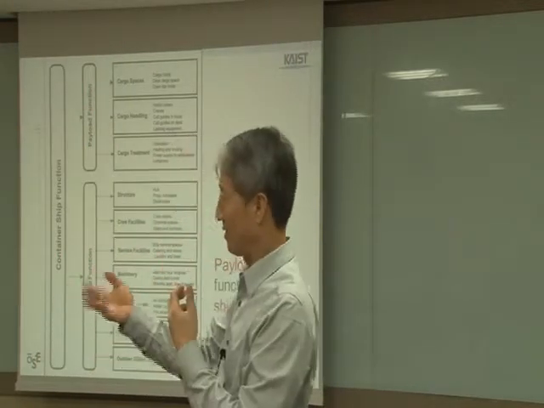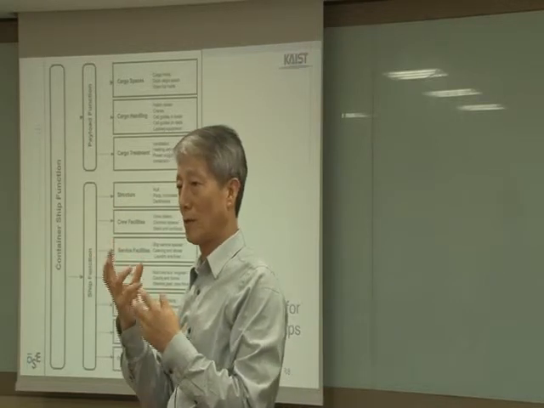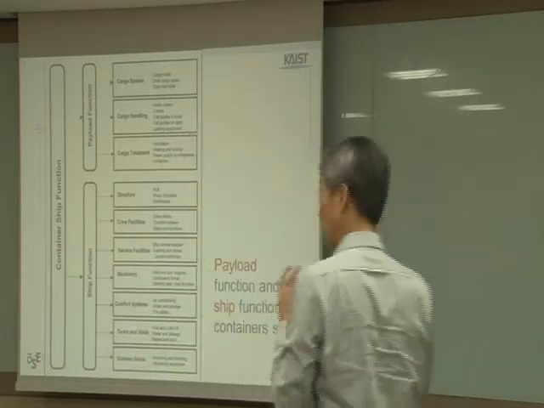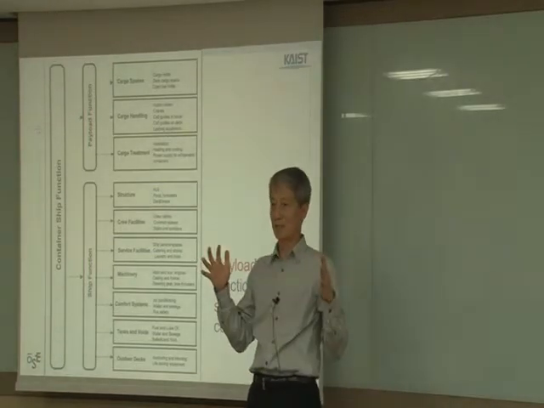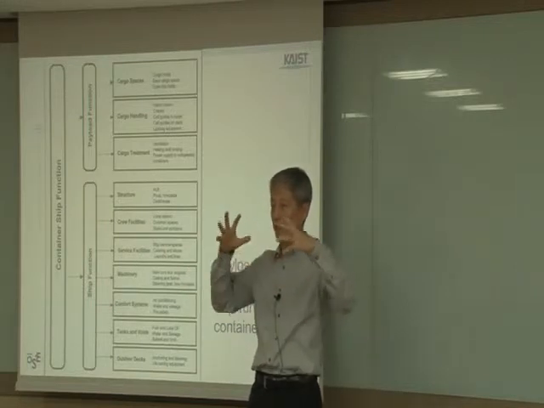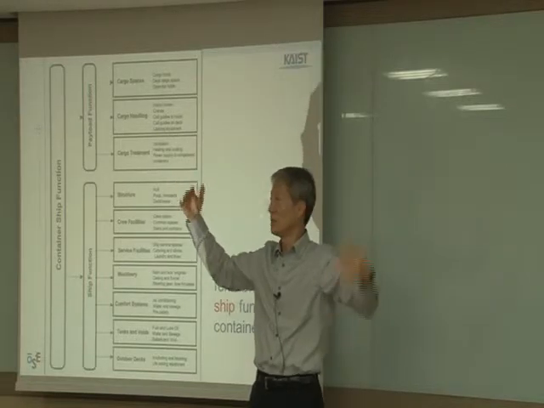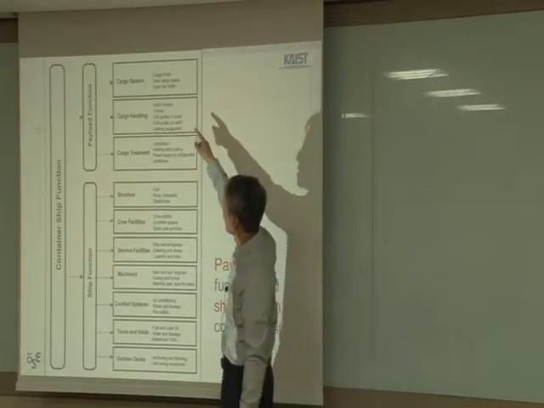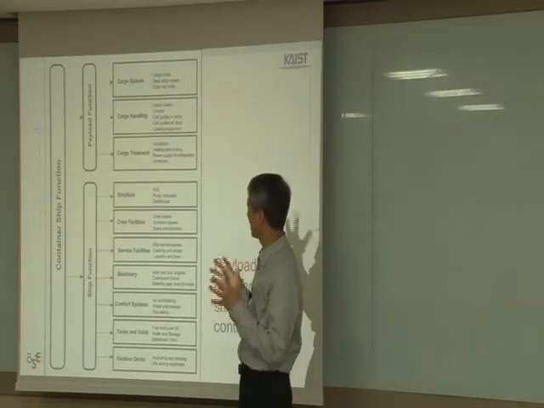The payload determines how much you should charge or pay, per ton. For cargo ships, the payload should be bigger so that I can earn more money. I want to build a ship with more and more cargo space, so bigger TEU, right? So it's important for designers. The payload function is important: cargo space, cargo handling. That is the money-earning side.